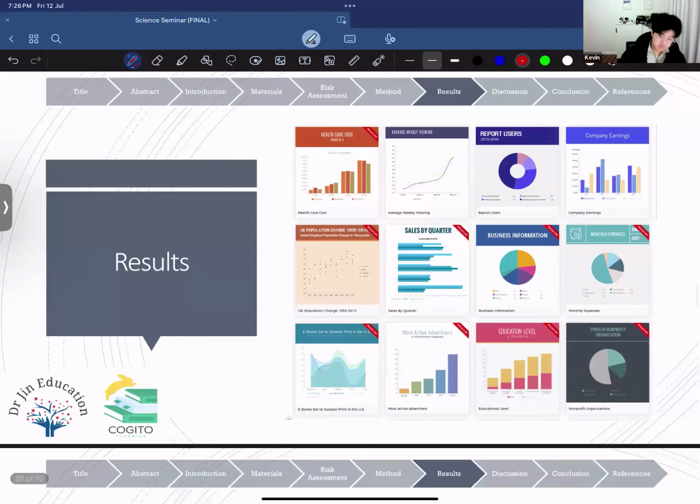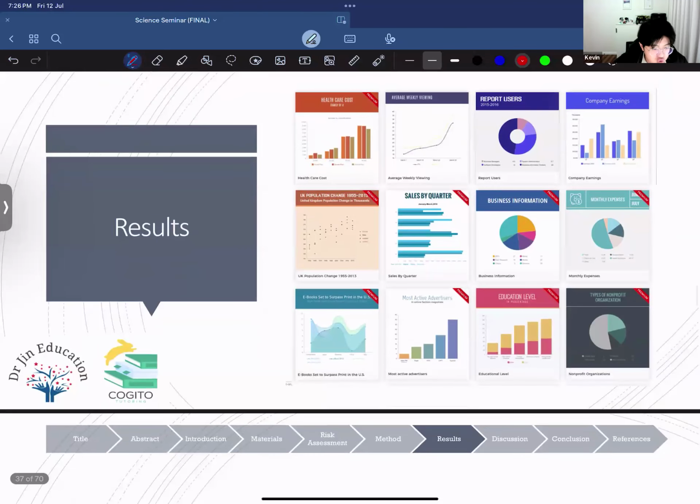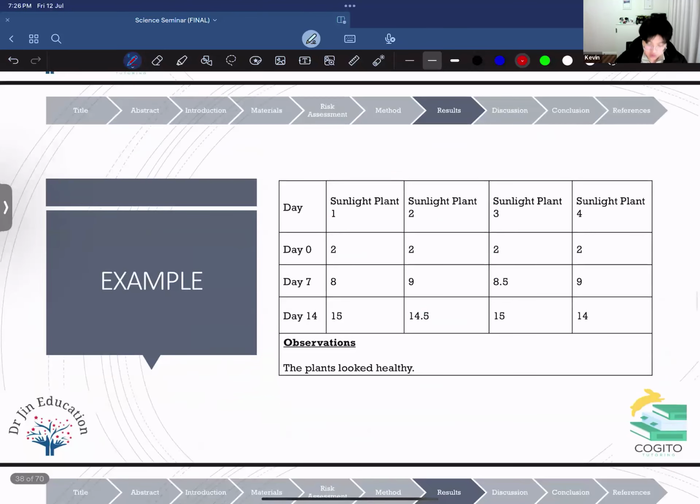Here, I'm just showing you there are lots of charts and graphs: pie charts, scatter graphs, bar charts, and whatnot. There are lots of ways to convey your data, but you have to think about what's the most appropriate way. We don't have enough time today to talk about every single one, so I'm just going to show you some examples. Now, look at this example. I've only talked about the sunlight plants here, so sunlight plant 1, 2, 3, 4. I measured them on day 0, then 1 week later, and then 2 weeks later.